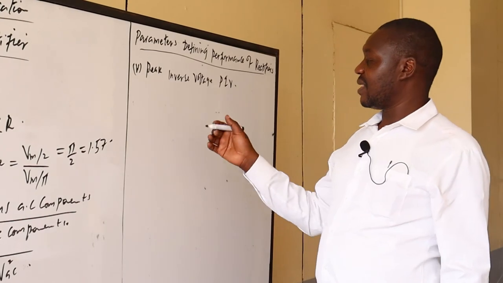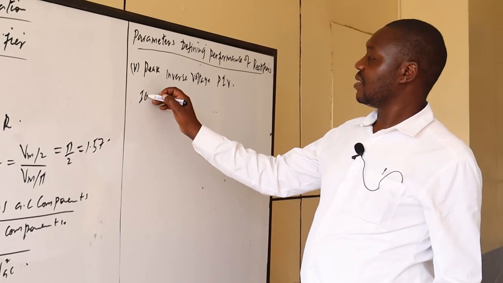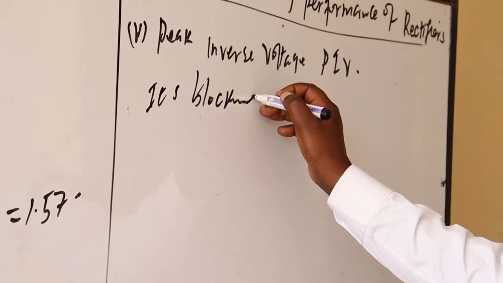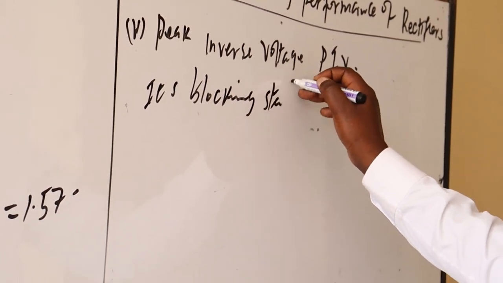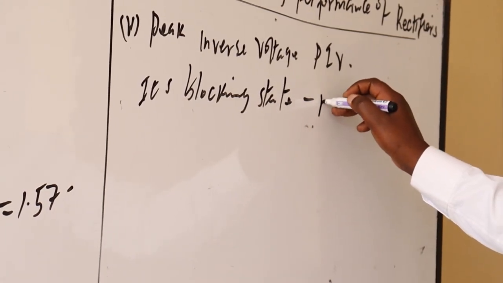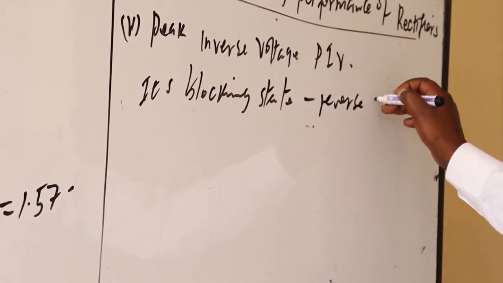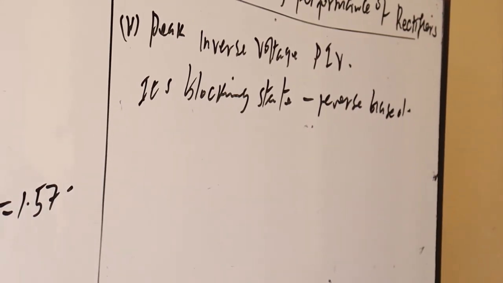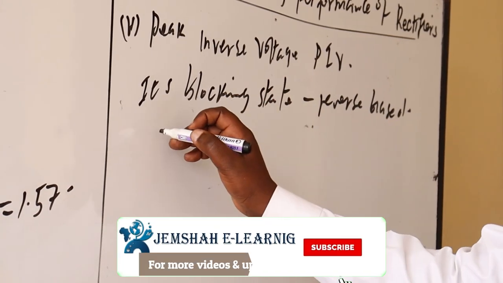Sometimes we say when it is in its blocking state. So blocking state is the same as saying reverse biased.